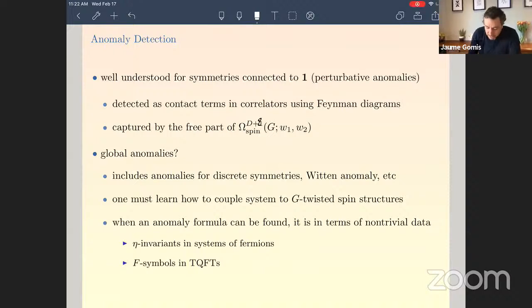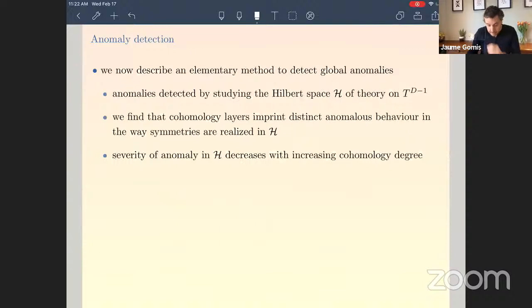And even when you can do that, and when an anomaly formula can be found, it's given in terms of really non-trivial data like the ATM variance in systems of fermions, or in bosonic systems where you can detect the anomaly, you have to use data like the F symbols of topological quantum field theories that can have anomalies. So essentially what we wanted to see is whether there was a kind of down-to-earth way to at least detect some of the anomalies by very elementary methods. And that's what I want to present. And what we will find is that there's a very naive thing that you can try to do. And this very naive thing actually is able to detect a surprisingly large number of anomalies.